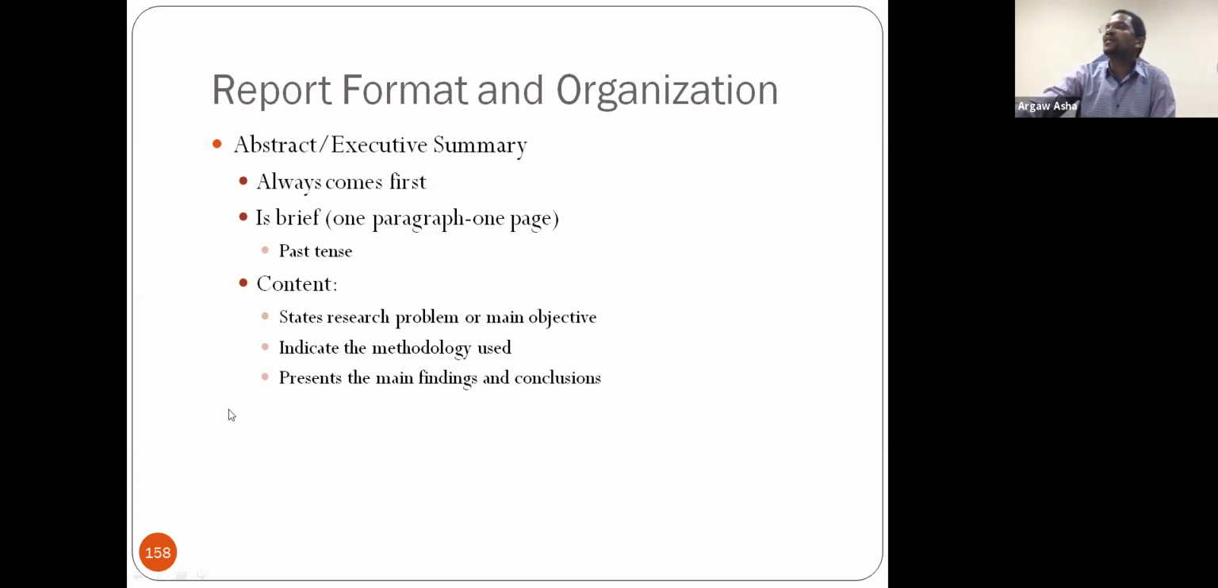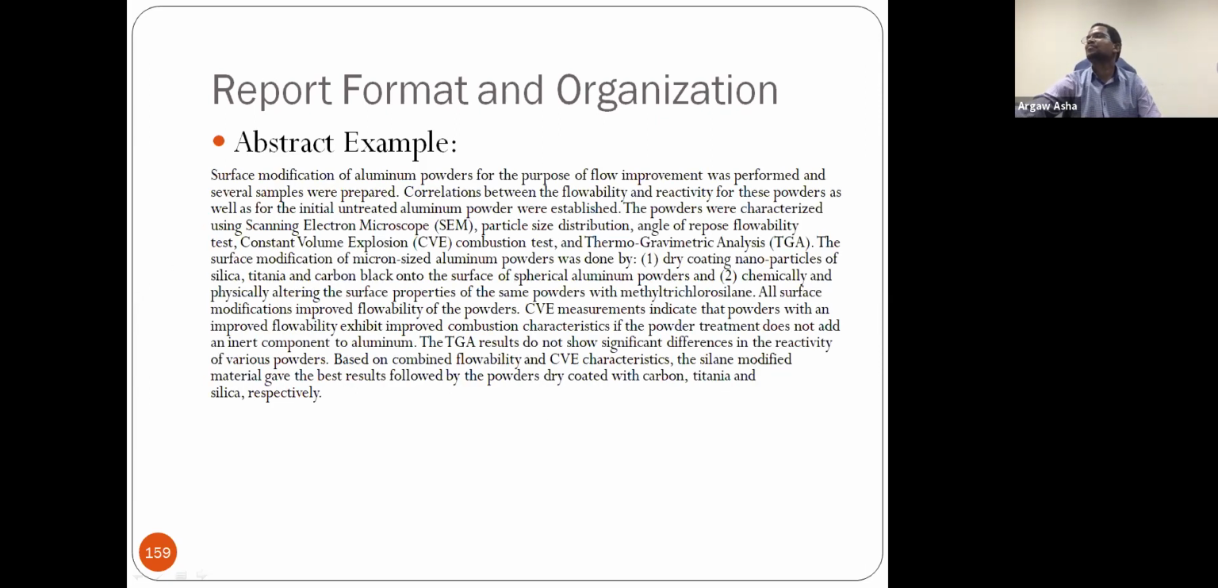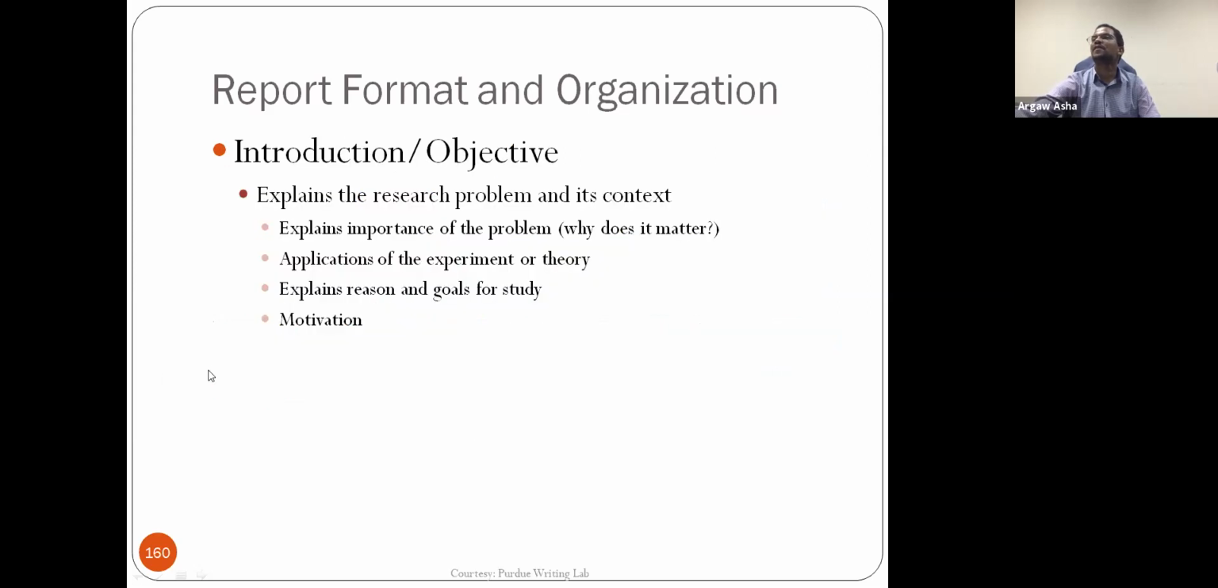The contents are: state research problems or main objective ማጠቃለል አለበት። It indicates the methodology and presents the main findings and the conclusions. Abstract ውስጥ መግባት አለበት ማለት ነው። Should be must. Abstract and example is ጋር የተቀመጠ ያለ, you can read those abstracts.